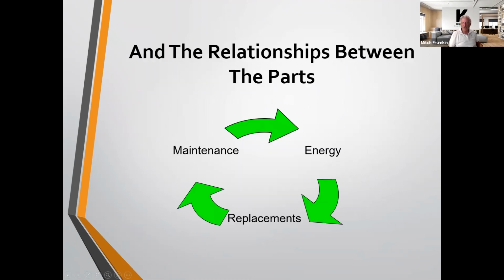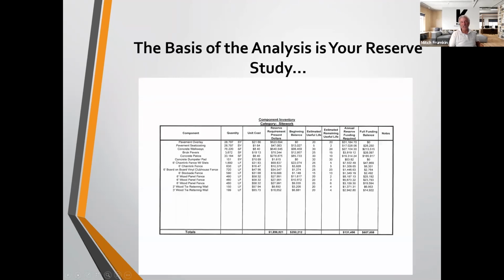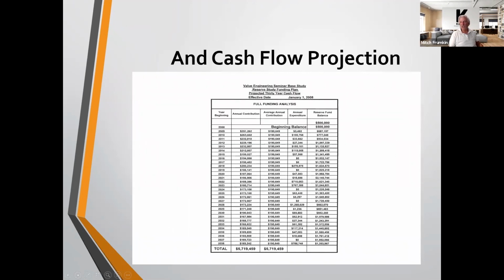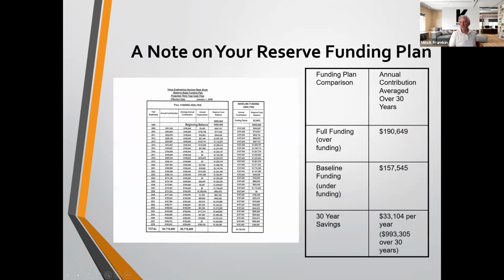So I'm going to give you an example of what could happen. And what we've actually done these for primarily high-rise buildings. Here's your original component list listing all the components. This is the original cash flow. What's your projection? This is what it looks like. We've gone through all this.